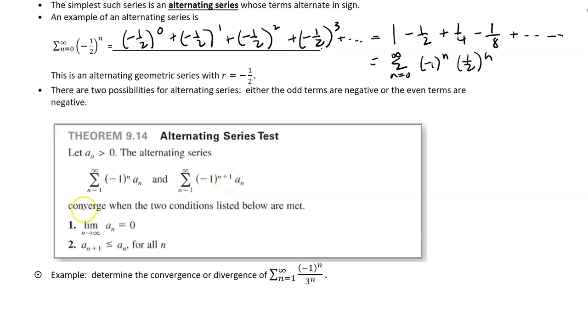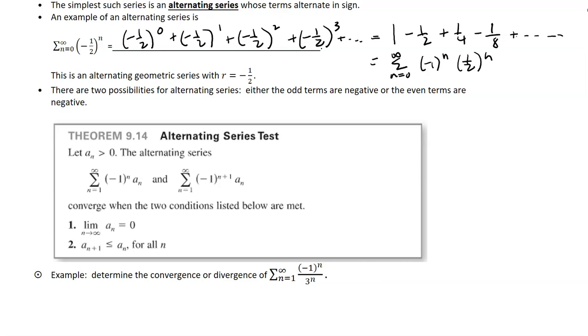These series converge when two conditions are met: when the limit as n approaches infinity of a sub n equals 0, and a sub n plus 1 is less than or equal to a sub n for all n. Think about what's happening in these types of series. You start out with a number and you subtract a little bit, and then you add a little bit of that back, and then you subtract a little bit, and it keeps adding and subtracting a little bit less each time until you are eventually zeroing in on a number, and that's what it could converge to.